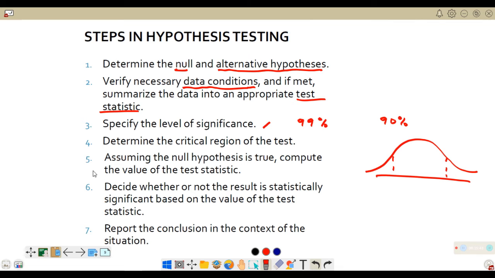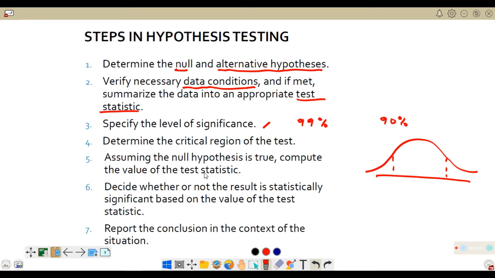So, number 5, assuming the null hypothesis is true, compute the value of the test statistic. So, na-identify mo na yung mga conditions and constraints ng problem mo, mag-compute ka na kasi alam mo na yung estimator mo. Para malaman mo kung ano yung itetest mo na value ng estimate. Next, decide whether or not the result is statistically significant based on the value of the test statistic. So we have two methods. One is through the value of the statistic method, or test statistic. Gagamit kayo doon ng mga table.